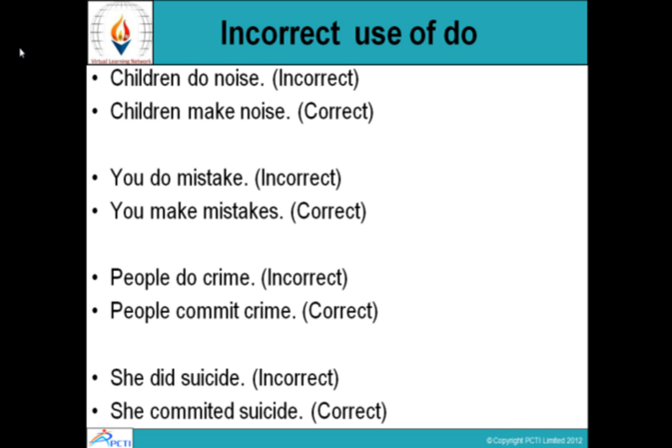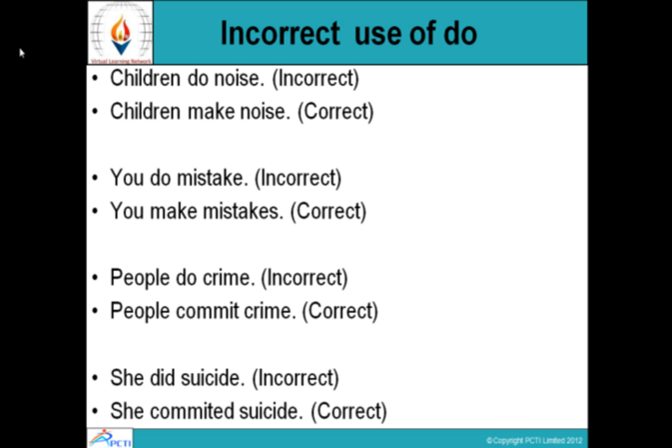Mistake is not an action. You do yoga, an action. You do work, an action. But mistake is not an action. So, the correct sentence is, you make mistakes. You do mistakes is wrong.